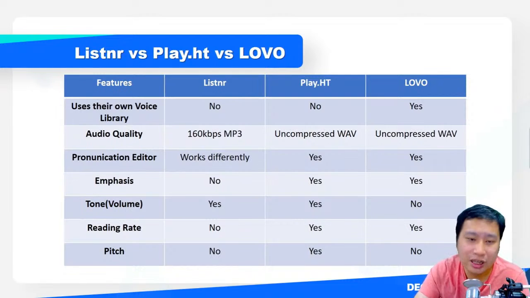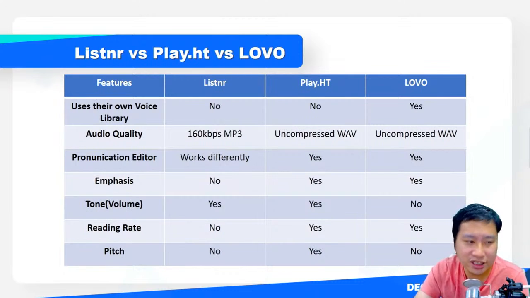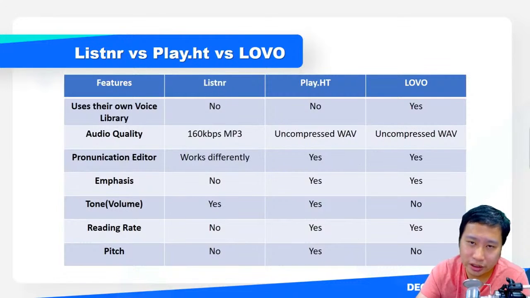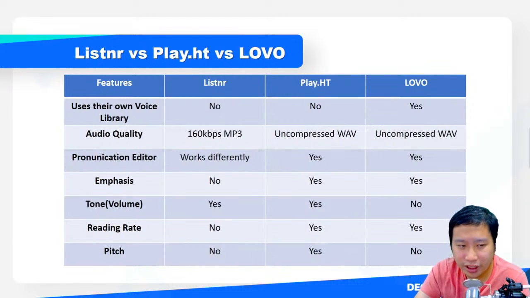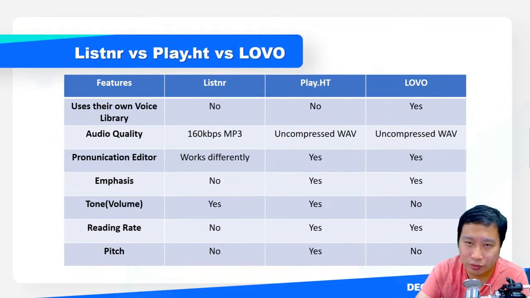They create their own voices, and between the three of them, if you are looking for a human-like realistic voice, Lovo is a great option for you. Okay, and let me move on to the second feature over here, and you will understand why. The first thing for Listener is that they give you the audio format in a 160 kbps bit rate MP3 file, right? While PlayHT and Lovo give you an uncompressed wave file. So Lovo, with their more human-like realistic voices and uncompressed audio quality, you get, I would say, one of the more realistic voices that I've heard, right?